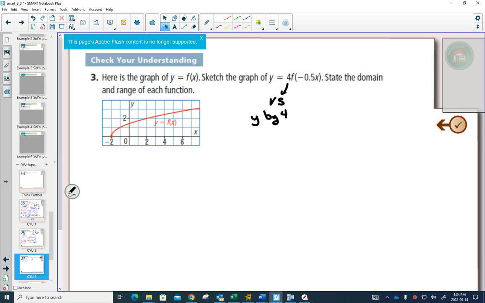And then we have numbers inside the function. We've got a negative, which is a horizontal reflection, and the 0.5, that'll be a horizontal stretch. We can algebraically put those together because the reflection says multiply x by -1, the stretch says multiply by 2. Putting them together, we're going to multiply our x values by -2.